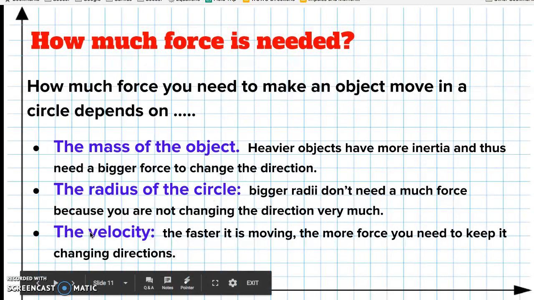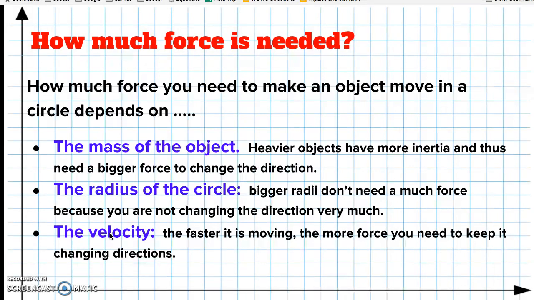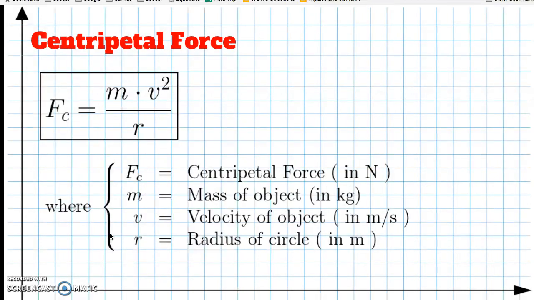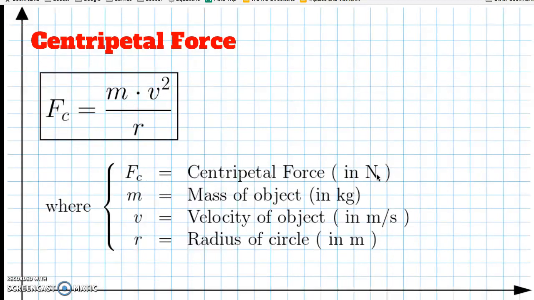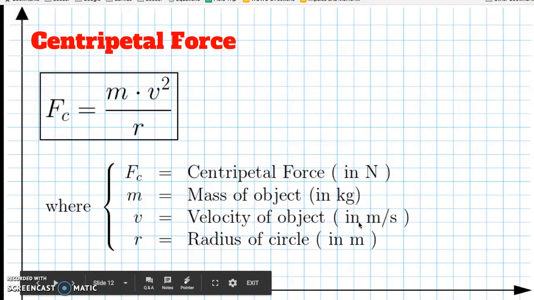And lastly, it's going to be dependent on the velocity. The object that's moving very fast is going to require more force to make it change direction than an object which is moving slowly. So we put all these three things together and we can find that the centripetal force, the force required to make an object move in a circle, can be given by this relationship. The centripetal force is equal to the mass times the velocity squared divided by the radius. The centripetal force, of course, is in newtons, masses are in kilograms, velocity is in meters per second, and the radius of the circle is in meters.